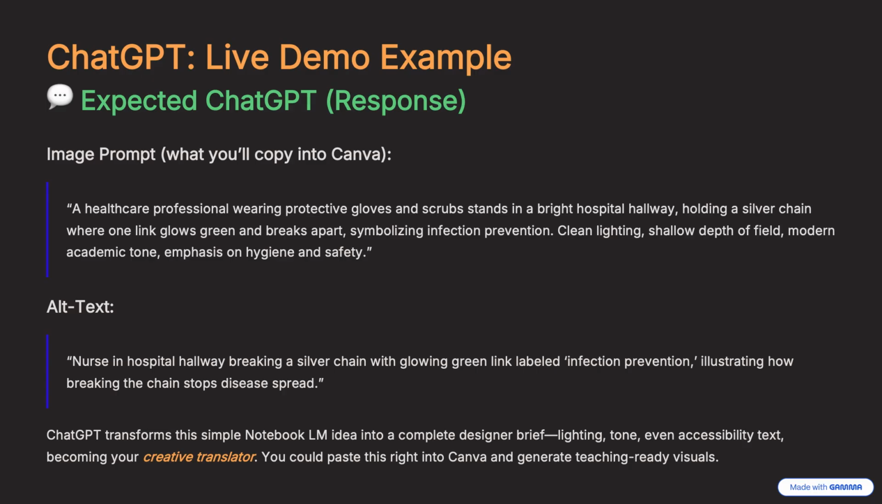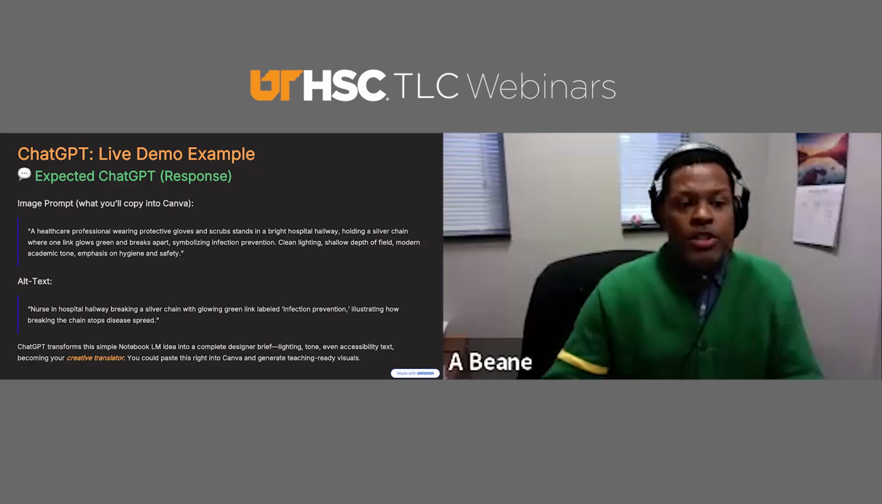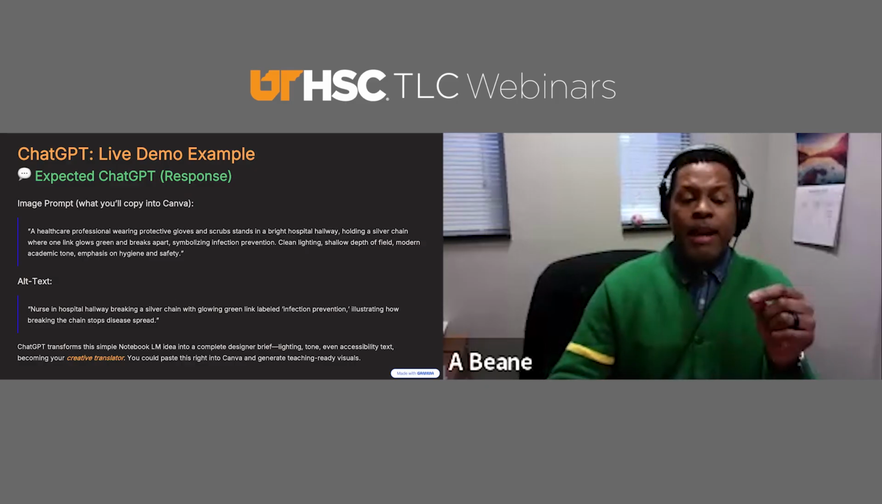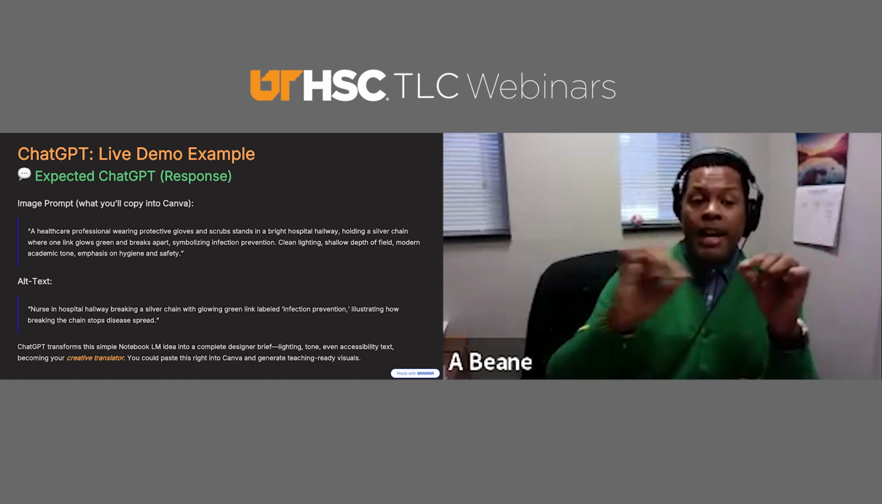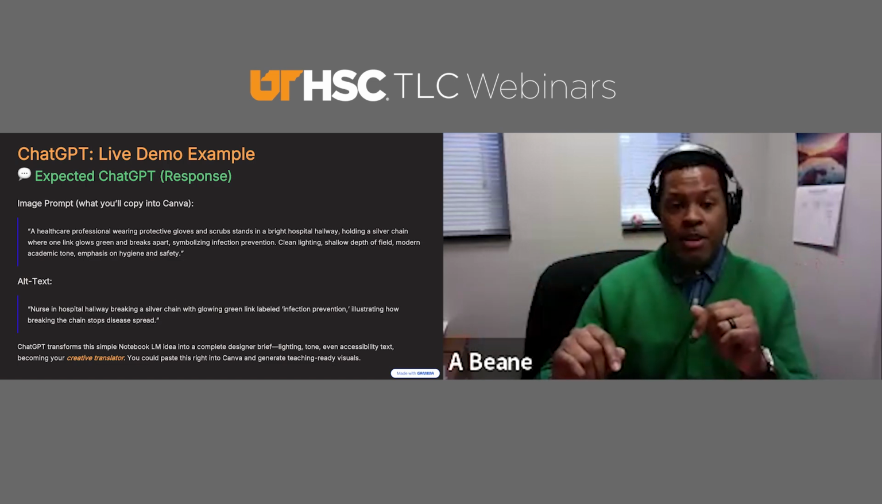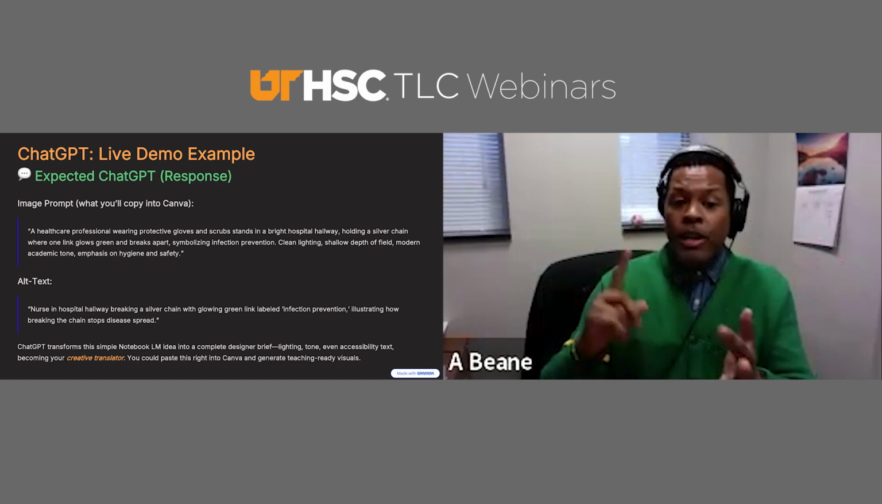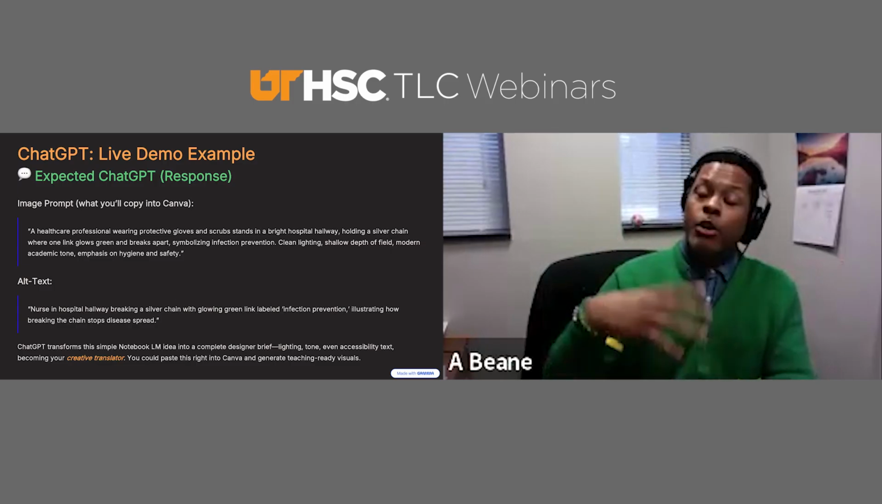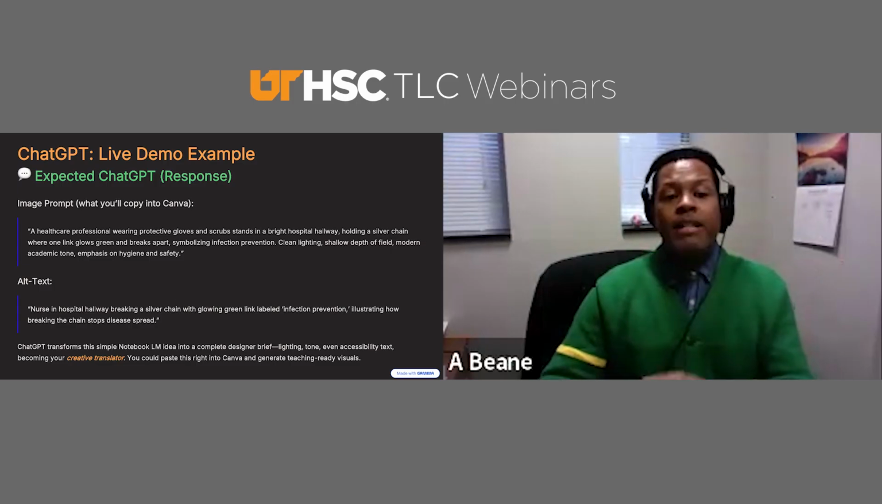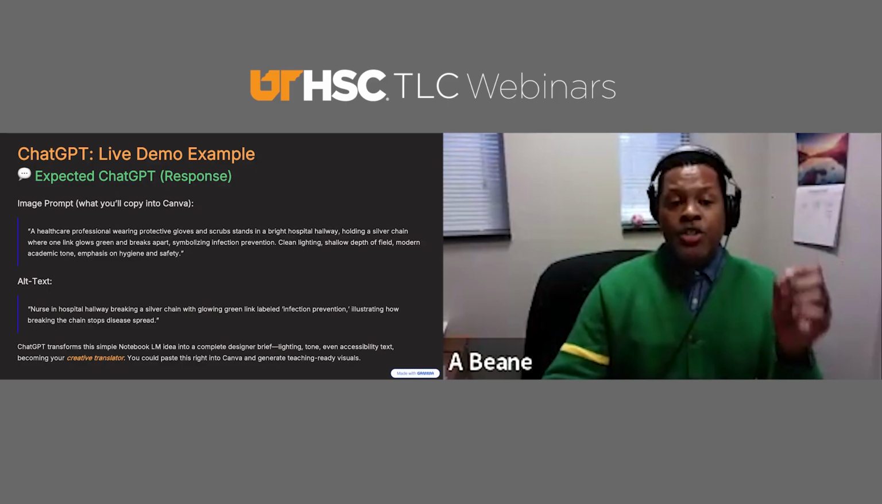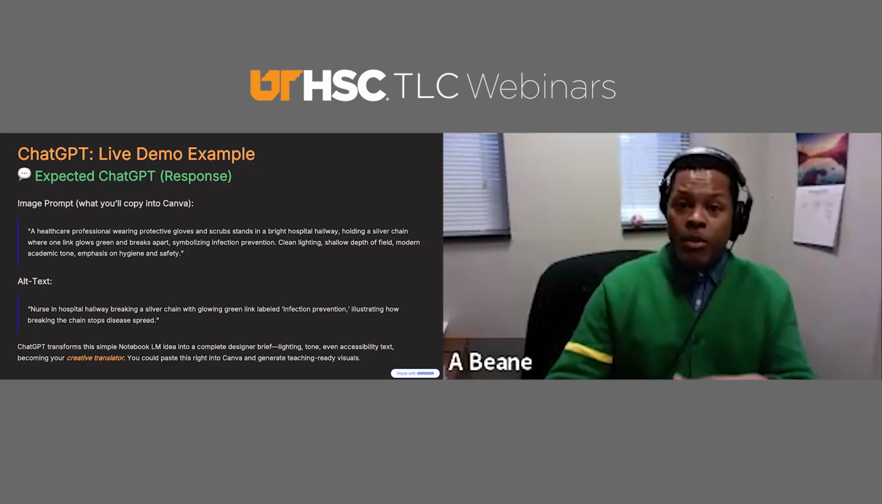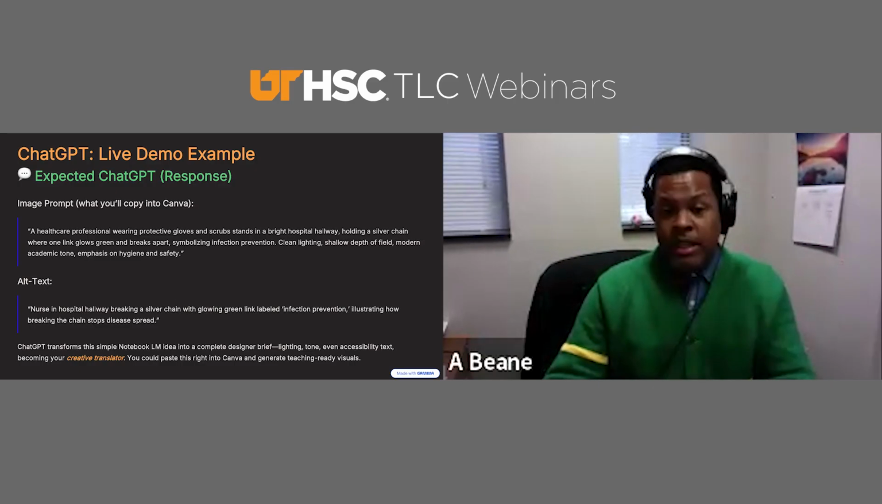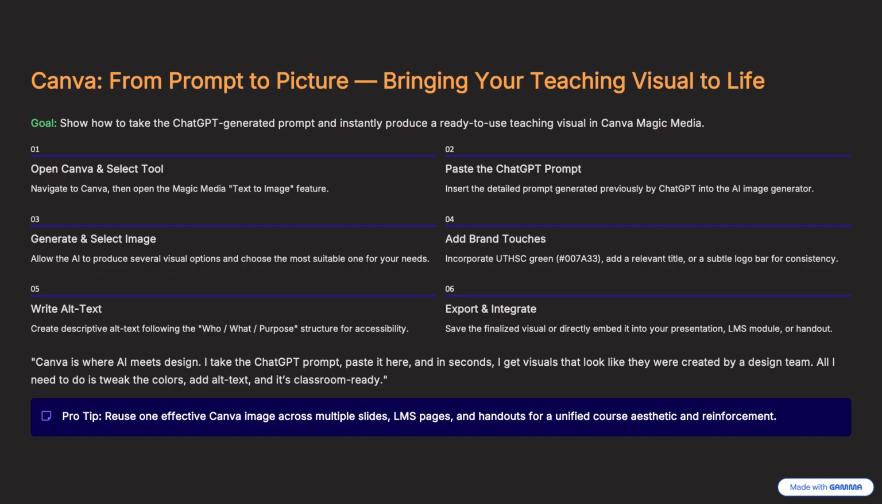It gave me the prompt to put into Canva, and it gave me an alt text to use in case I want to get even more detailed from that prompt. So ChatGPT transformed that Notebook LM paragraph to that sentence into a complete designer brief with lighting, tone, even accessibility text, becoming a creative translator. So you could paste this right into Canva and generate teaching-ready results. You can put that prompt right now in there. So let's move on to Canva then.